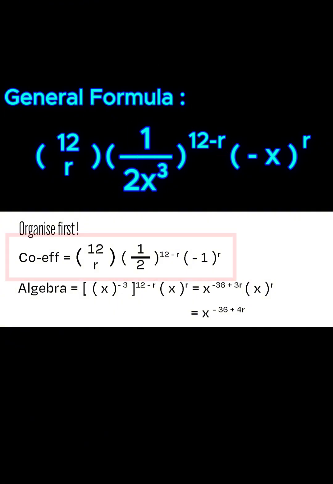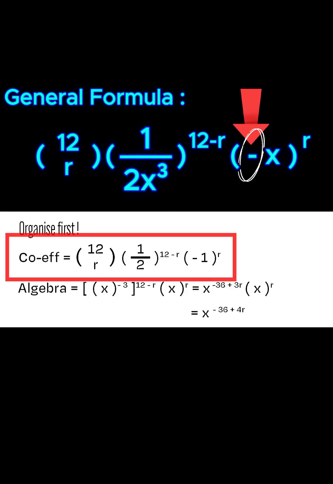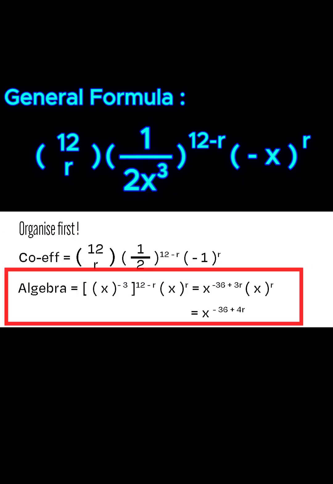Then the next one is the last bracket, which is negative x. The coefficient part of that bracket is negative 1. So we're going to take out the negative 1 and put it to the power of r. Okay, so that would be together the coefficient part of the general formula. Now we're going to siphon out the algebra components. The algebra components start with the middle bracket of the general formula. There's an x^3 at the bottom. So we're going to flick it up using indices, and you're going to get x to the power of minus 3. And we're going to put it to the power of 12 minus r.